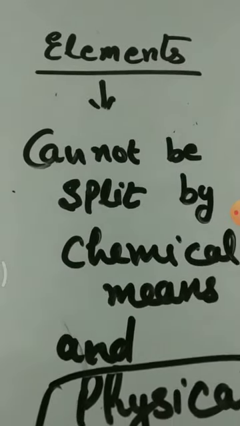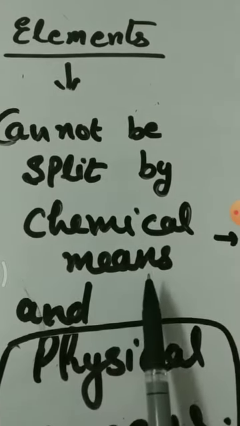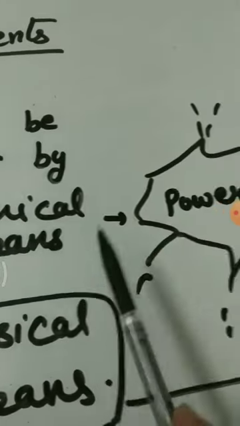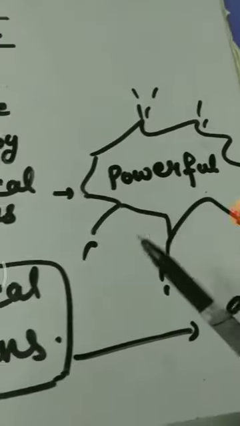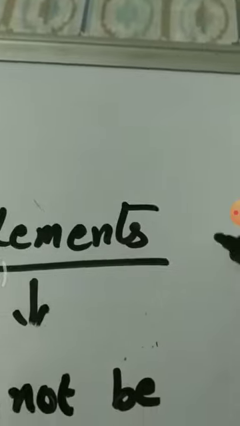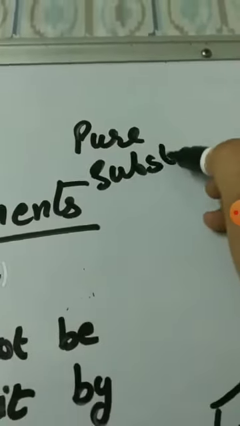Elements are the simple substances which cannot be split by chemical means and physical means. And chemical means are more powerful than physical means. We can't split it, so element, it is a pure substance. Elements are represented by symbol. An element is represented by 1 letter or 2 letter symbol.